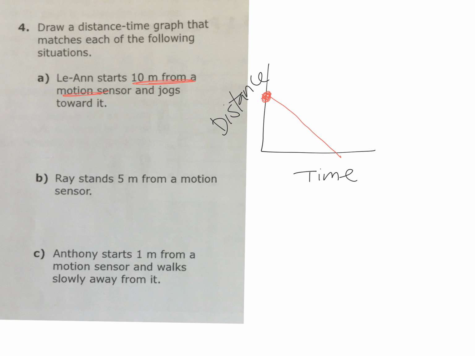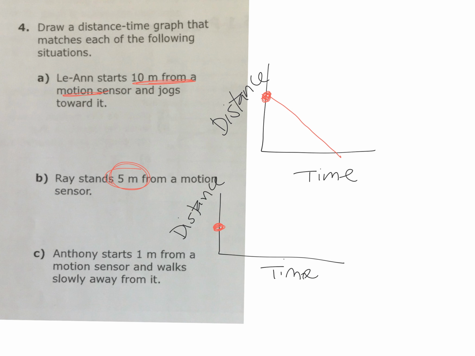How about B? A stands 5 meters from the motion sensor. Okay, so again, we're looking at time and distance. You're drawing the graph. He's standing 5 meters from the sensor. So am I starting at the origin or am I starting above the origin? Is it going to be higher or lower than the question A? Lower, because it's 5.